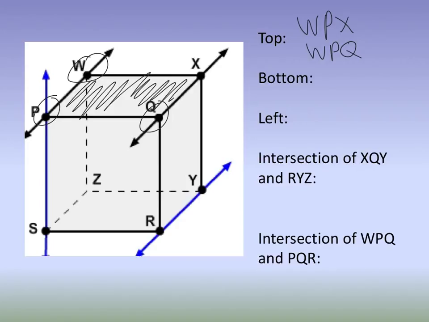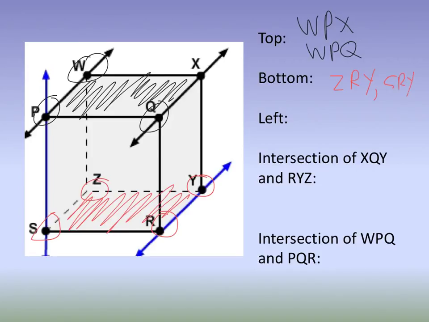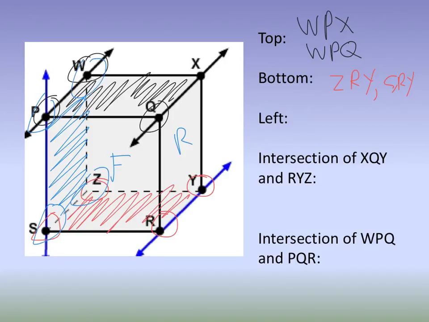If I name the bottom, I'm going to shade the bottom and pick 3 or 4 of these points. And don't put any commas between. So ZRY, or you could say SRY. Those name the bottom. The left side is, if this is the front, this is the right. The left side is going to be this side right here. I'm going to choose 3 of those, because I only need 3 points to write a plane. WPS, and don't put commas in between.